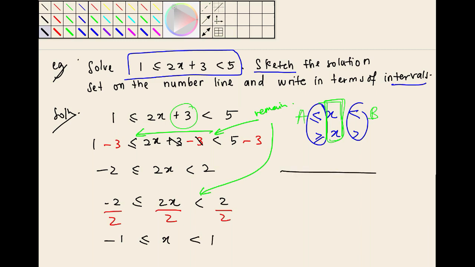So to sketch the solution, we know it lies between negative 1 and 1. So that includes negative 1 and does not include 1. So this is your solution. So that is the value of your x. So now intervals, to write in terms of intervals, so in interval form, it is negative 1, 1, like that. Okay. So this is your answer.